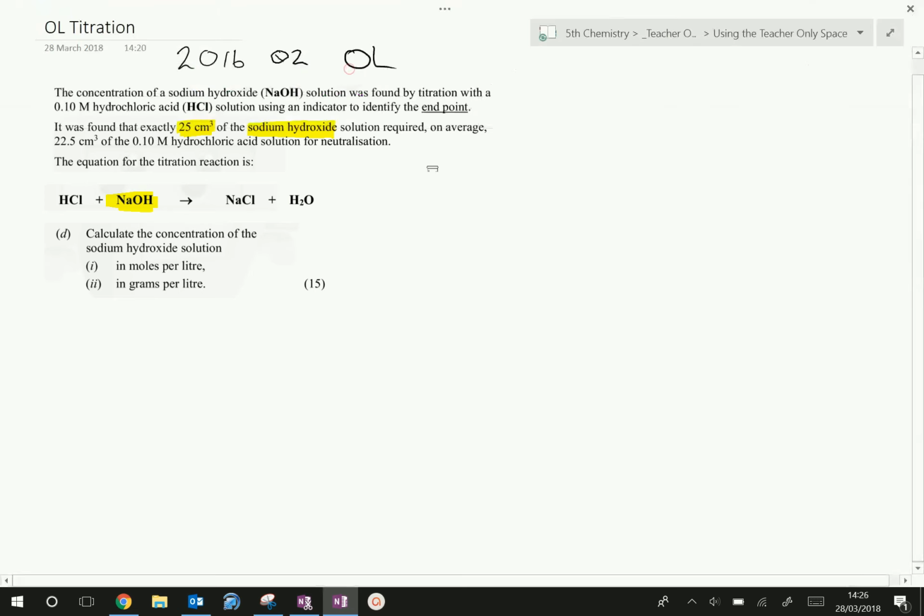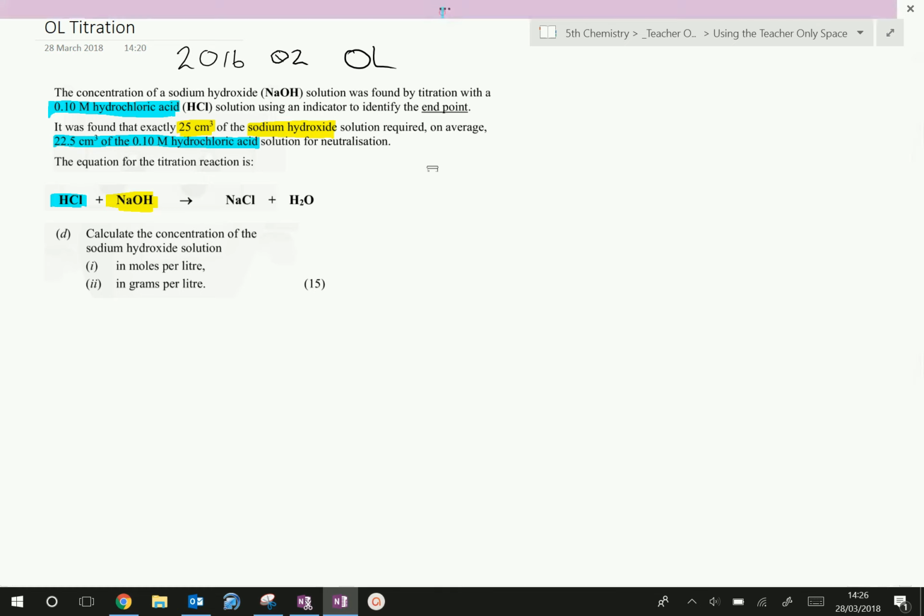And then what else do I have? I have 0.1 molar hydrochloric acid. It was found that 25 mls of sodium hydroxide solution required on average 22.5 mls of this 0.1 molar hydrochloric acid. So there's information about that, and in the equation there's the hydrochloric acid. Just so I know which numbers in the information belong to which chemical.